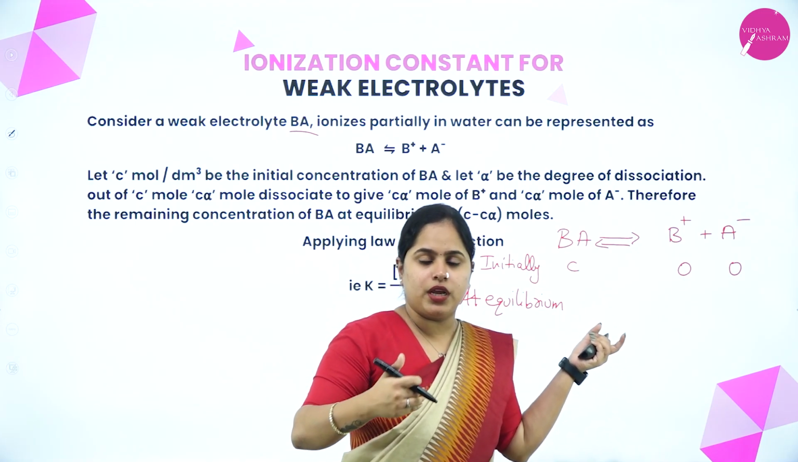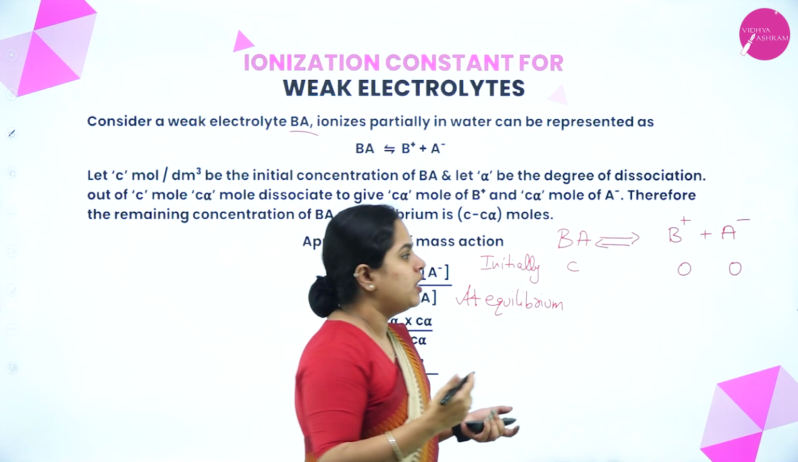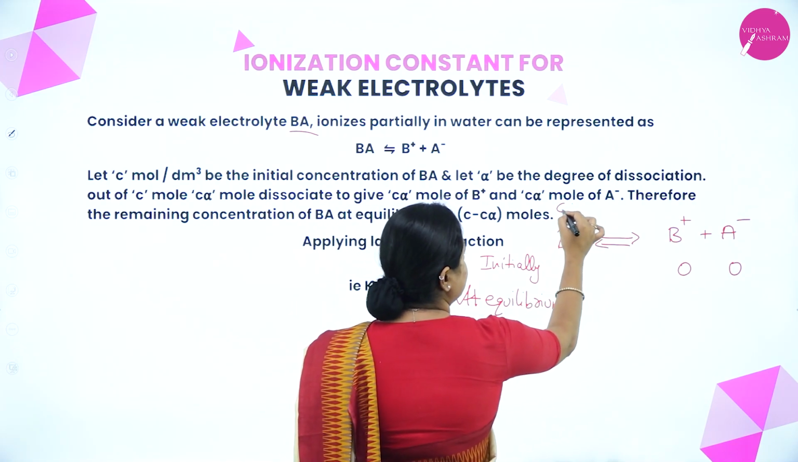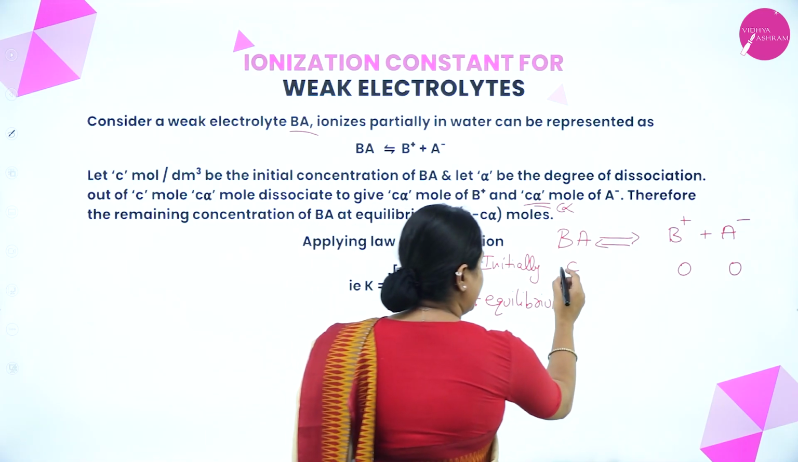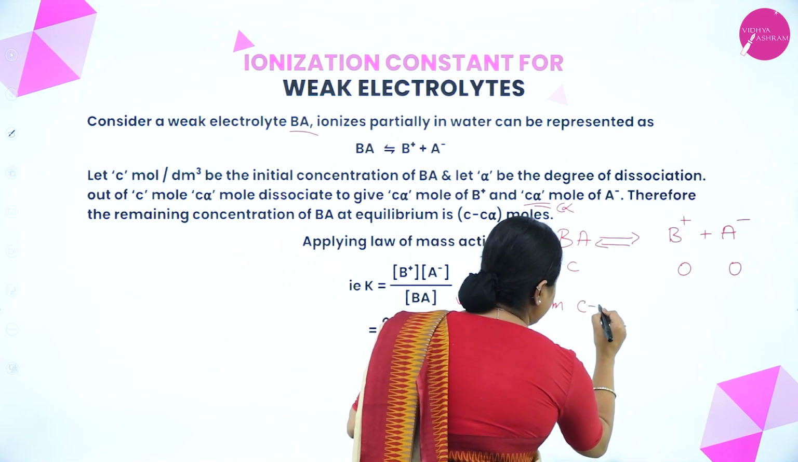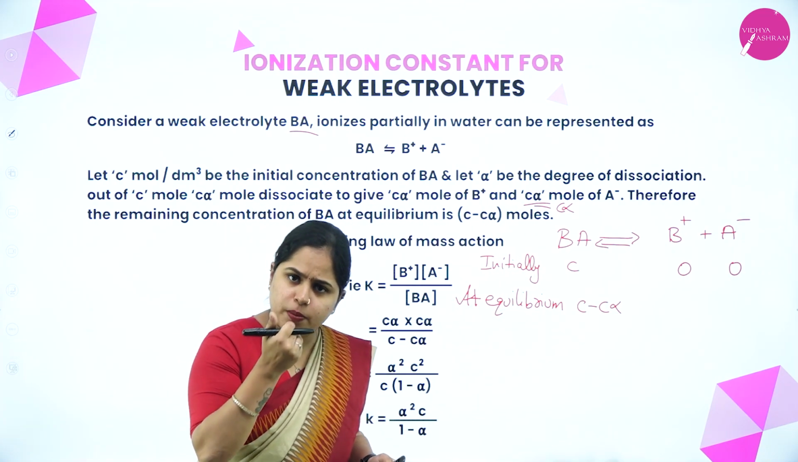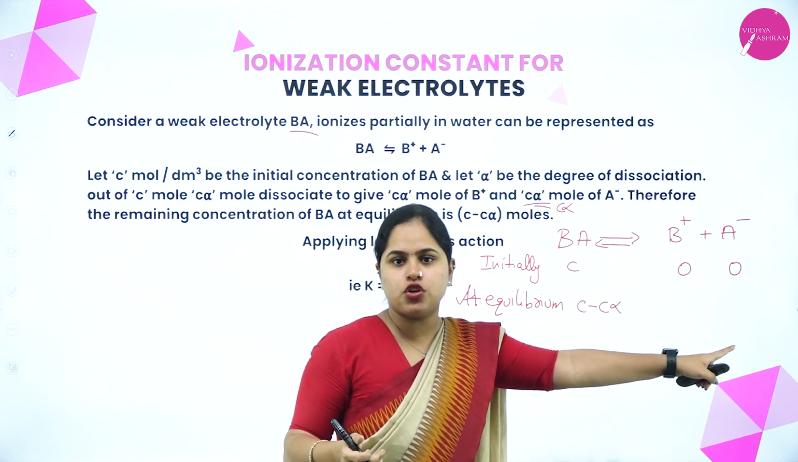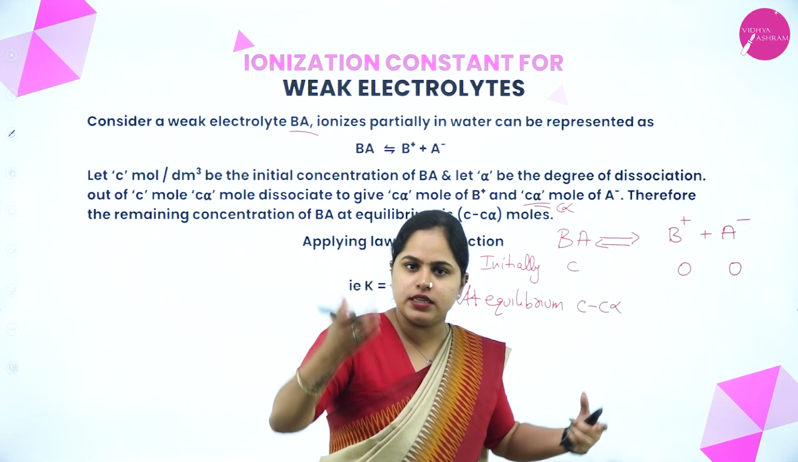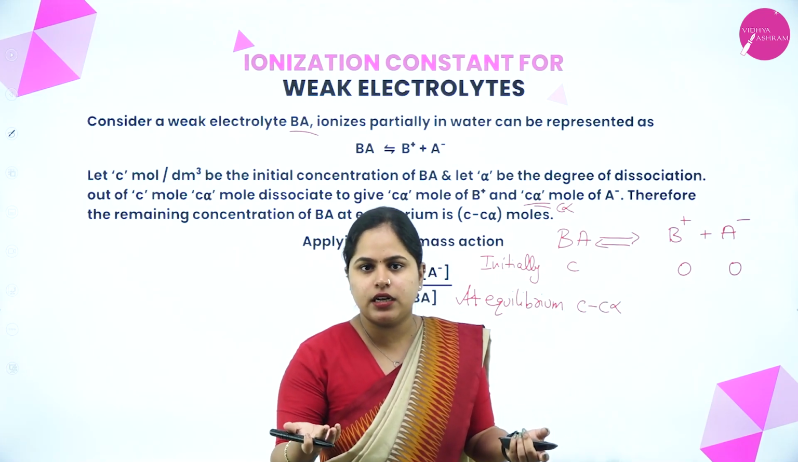So, to attain equilibrium, some concentration has to be reduced, right? So, that reduced concentration is C alpha. Initially it was C, and it reduced by a quantity C alpha. If it has reduced by a quantity C alpha, that exact amount will be increased on the other side, right? Whatever it is reducing on this side will be increased on the other side. That is why they are at equilibrium, right?